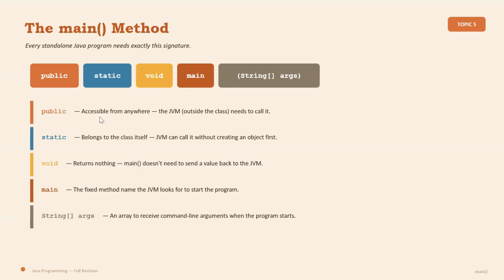Okay, yes. And next is the void keyword. So the keyword void means the method does not return any value. So some methods perform a task and send the result back. And the main method simply starts the program and performs its task. So it does not send any value back to the JVM. So this method does not return anything.